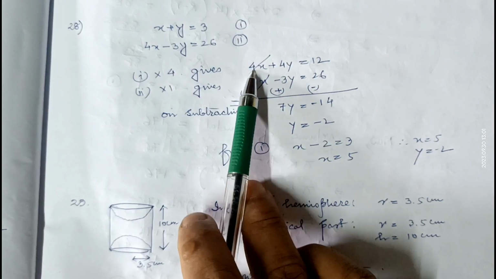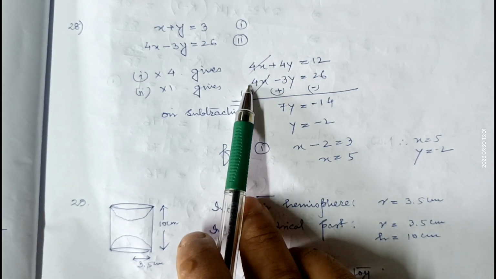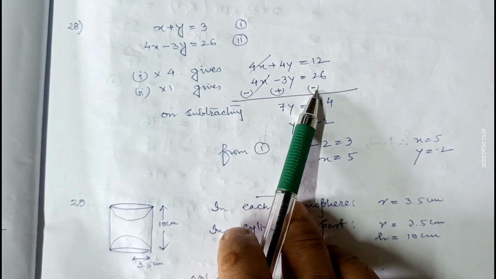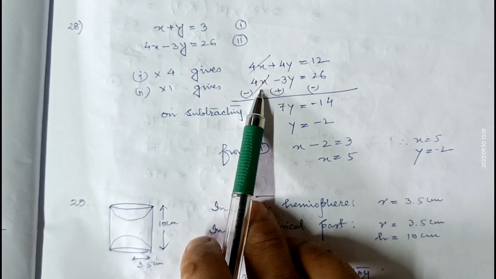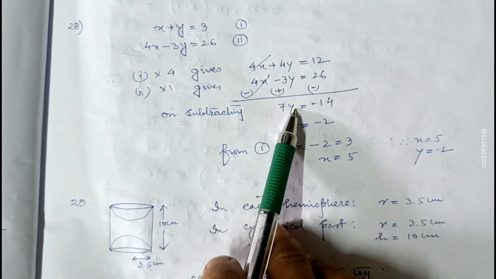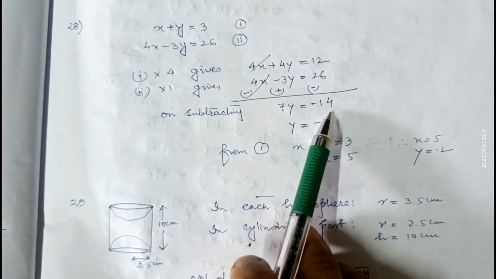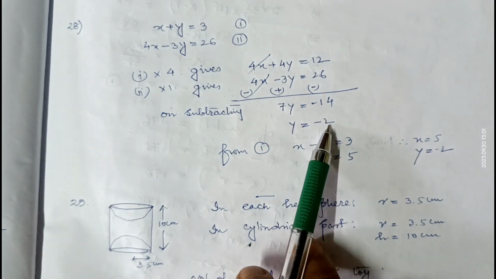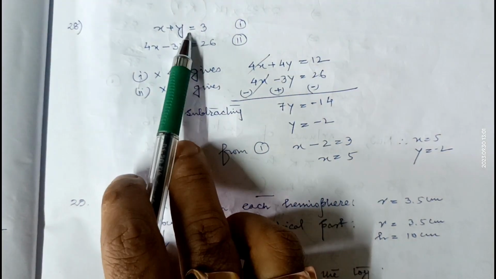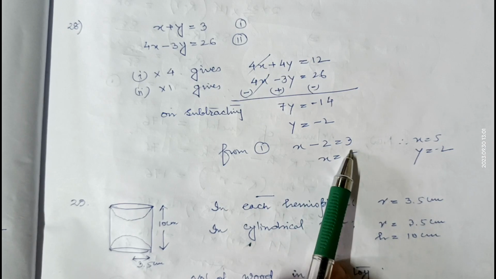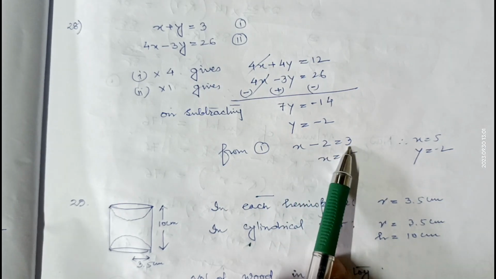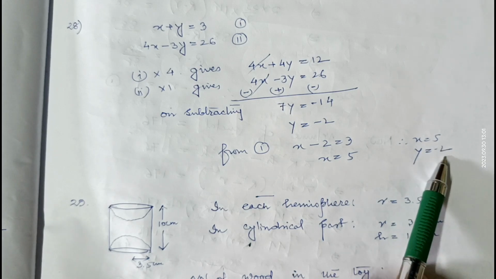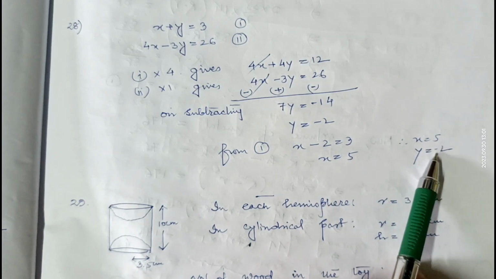Since both the coefficients are same, so we are going to subtract. Then sign will change. This plus will become minus, minus will become plus, plus will become minus. These two can be cancelled. And here 4 plus 3, 7y equals to minus 14. Y equal to minus 14 by 7, minus 2. If we place this value in the first equation, x plus y equal to 3, so x minus 2 equal to 3 means x equal to 5. Therefore, x equal to 5 and y equal to minus 2 are the solutions of the given equation.